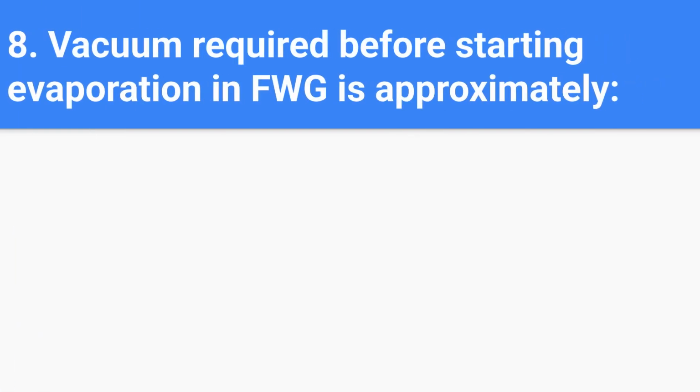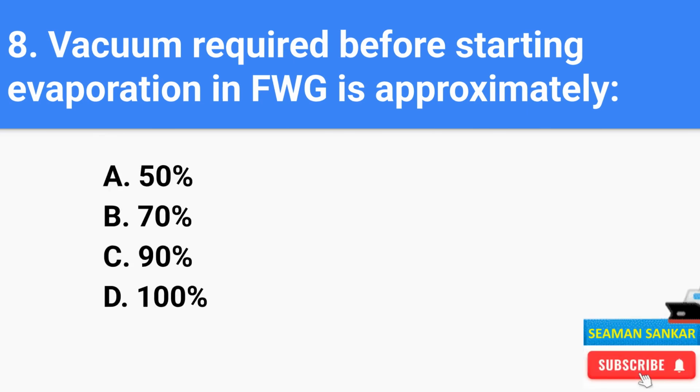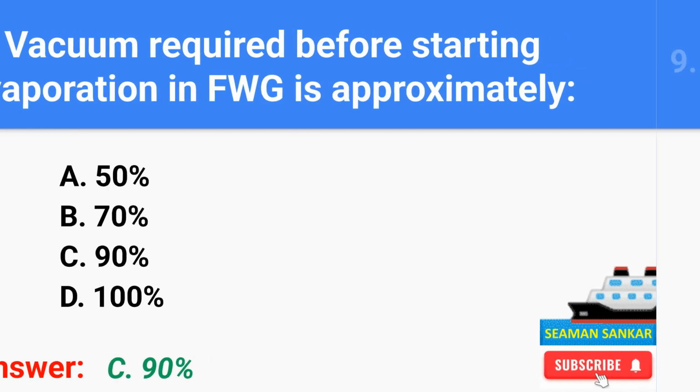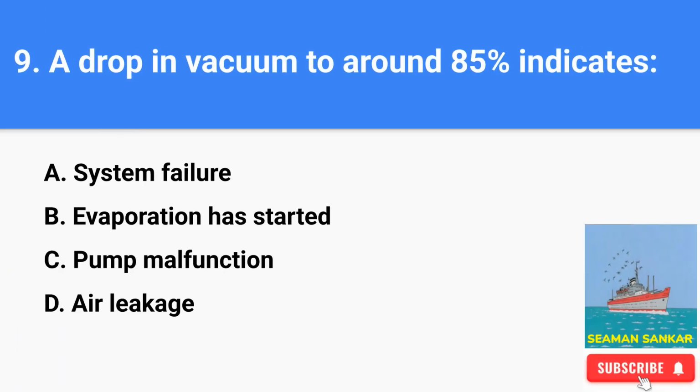Question 8. Vacuum required before starting evaporation in the freshwater generator is approximately A. 50%, B. 70%, C. 90%, or D. 100%. The vacuum required is approximately C. 90%.